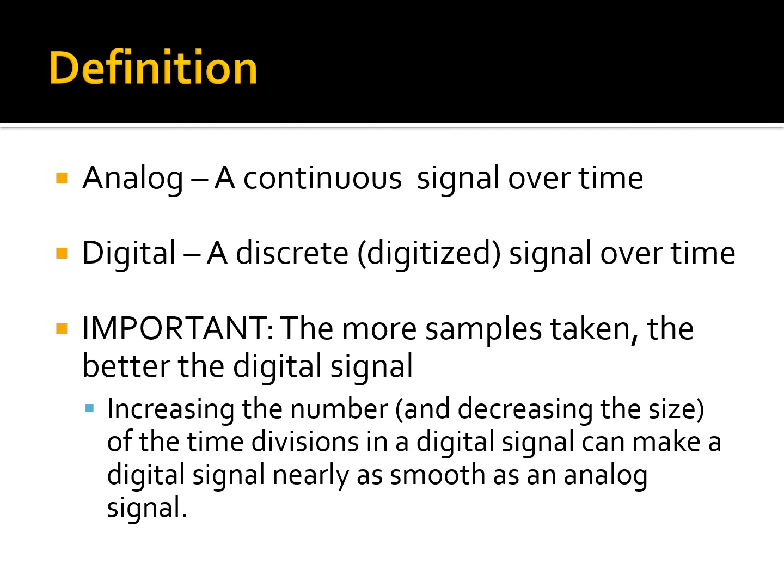So again, an analog signal is a continuous signal over time. A digital signal is a discrete digitized signal over time. It's important that the more samples taken in the digital signal, the better it is. So increasing the number and decreasing the size of the time division in a digital signal can make the digital signal nearly as smooth as an analog signal.